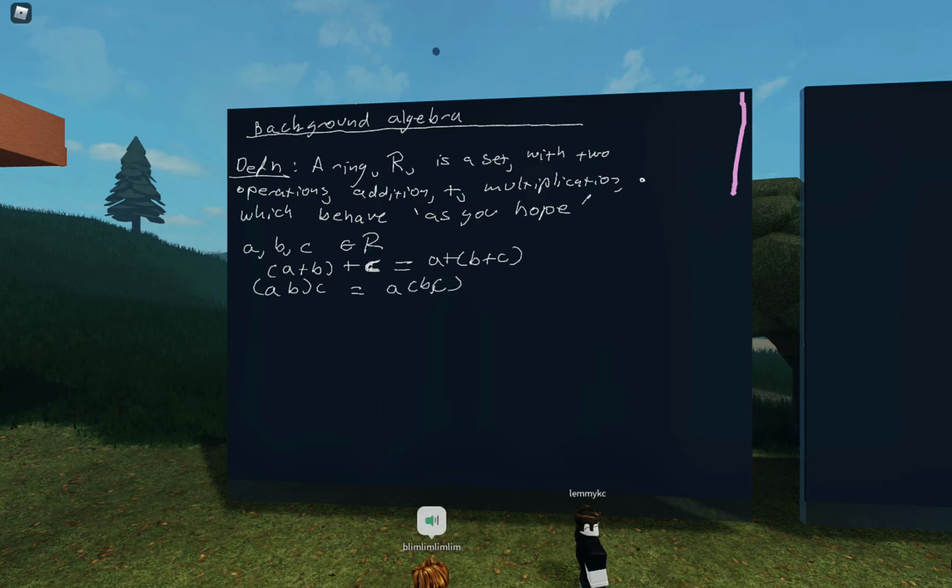The other thing is that addition should be commutative, meaning that you can just change the order that you write them in. In general, in a ring, multiplication doesn't need to be commutative, but in all the rings that we'll be dealing with today and in next week's talk, the multiplication will turn out to be commutative.